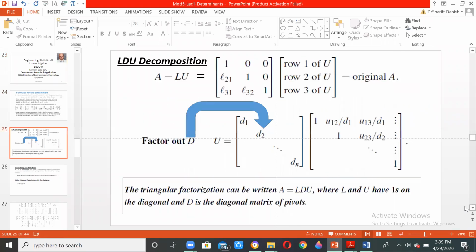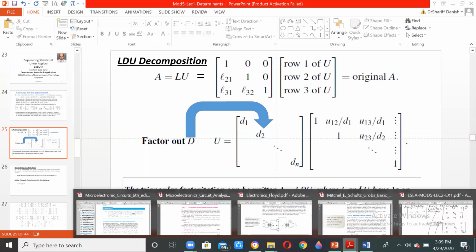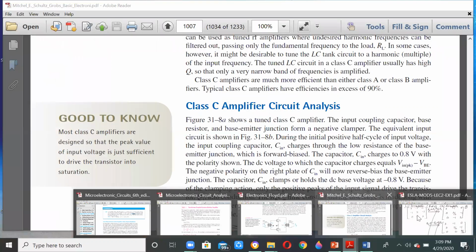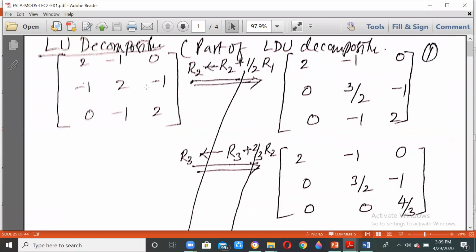And for that, we need to use these formulas, and we'll see how we can do that. LU decomposition, we will do it first, and then this will break it down into this form. So what is it we do over here? With an example, we'll try to explain that.